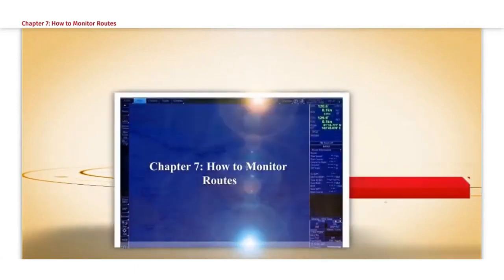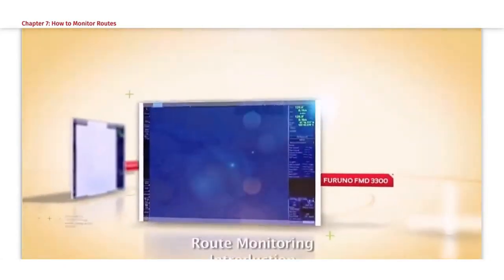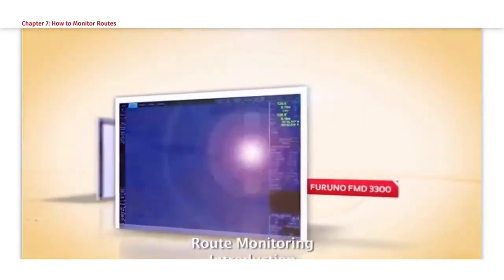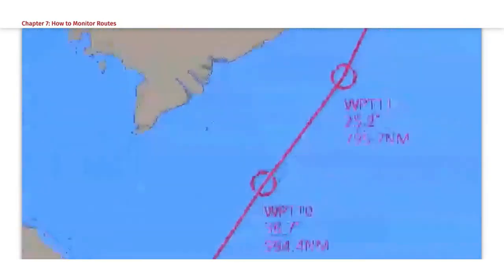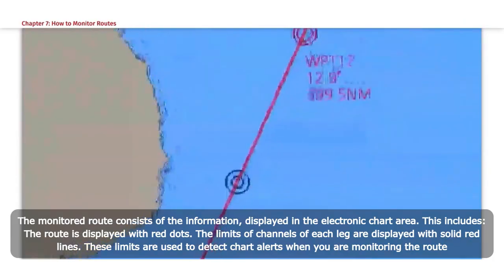Chapter 7. How to monitor routes. Route Monitoring Introduction. The monitored route consists of the information displayed in the electronic chart area.